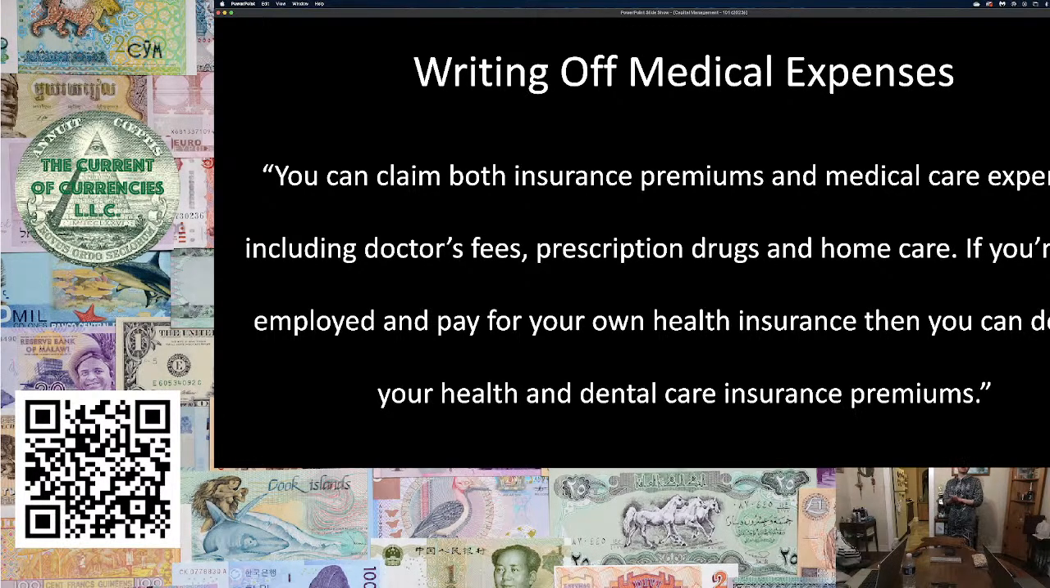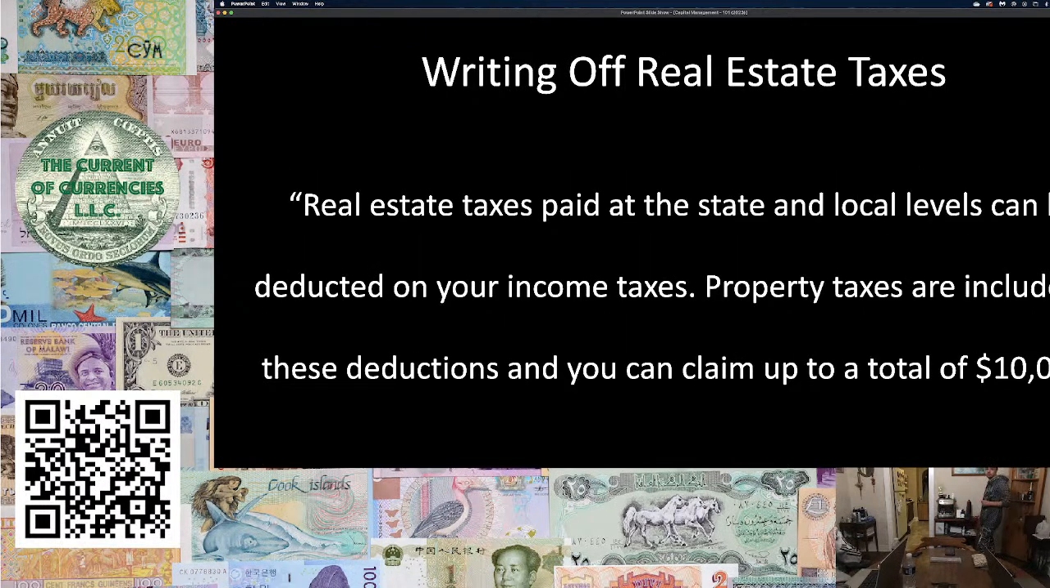Writing off medical expenses. You can claim both insurance premiums and medical care expenses, including doctor's fees, prescription drugs, and home care. If you are self-employed and pay for your own health insurance, then you can deduct your health and dental care insurance premiums. Again, we're all going to end up doing that, so it's very beneficial for us.